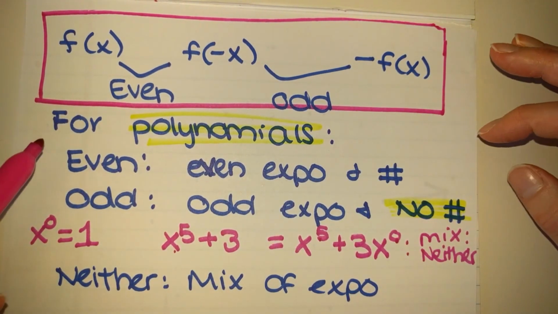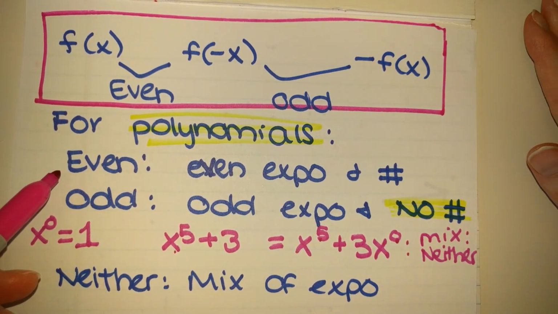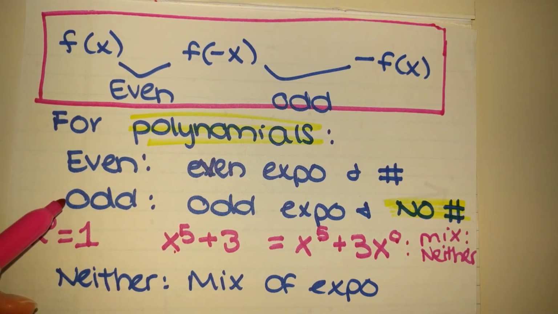have. So for polynomials, if you have an even function, you will only have even exponents and standalone constants. If you have an odd function, you will have only odd exponents and no constants.